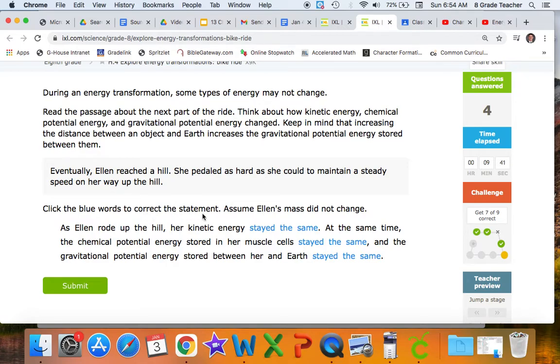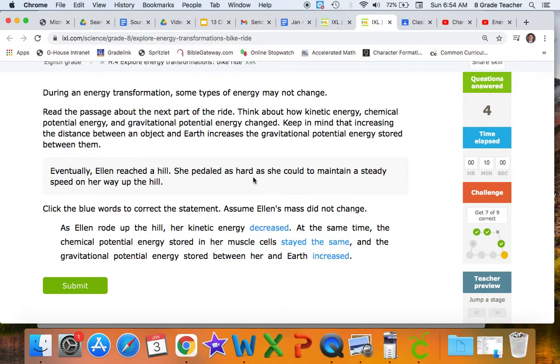Click the blue words to correct the statement. Assume Ellen's mass did not change. As Ellen rode up a hill, her kinetic energy decreased. At the same time, the chemical potential energy stored in her muscle cells stayed the same, and the gravitational energy stored between her and the Earth increased.